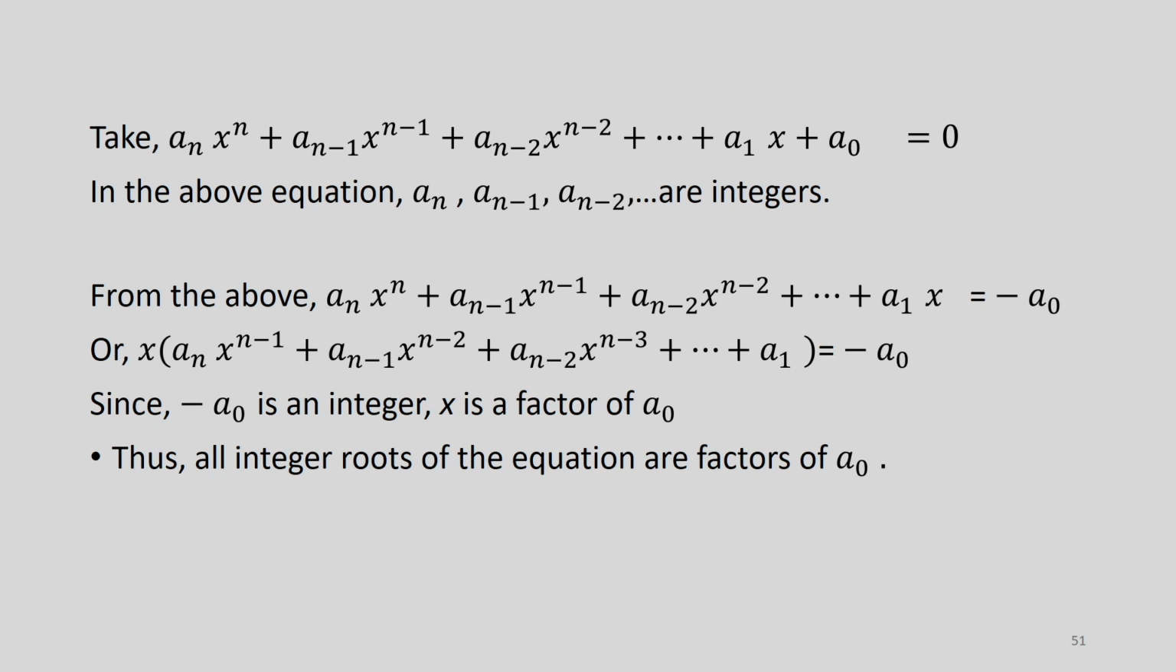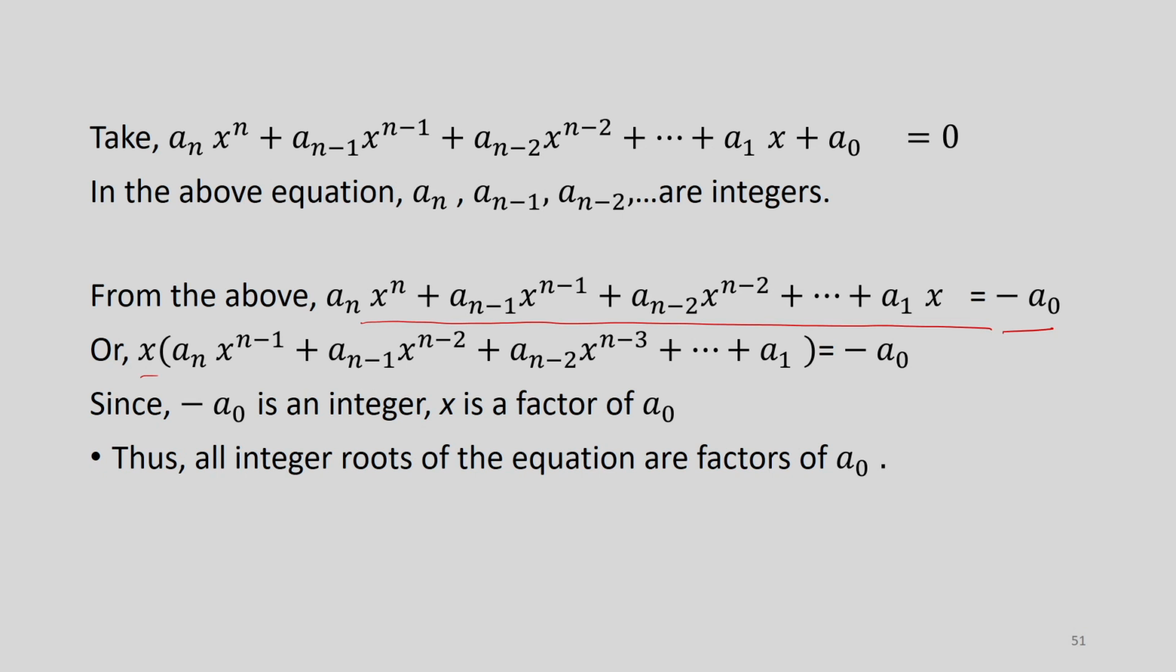Now, from the above we can just subtract a0 from both sides. So, we get this expression: an multiplied by x to the power n plus an minus 1 multiplied by x to the power n minus 1 plus an minus 2 multiplied by x to the power n minus 2, and so on, plus a1 x is equal to minus a0. Now, from the left hand side we can take x common, and within the brackets there will be an multiplied by x to the power n minus 1 plus dot dot dot, and the last term will be a1, and it will be equal to minus a0.